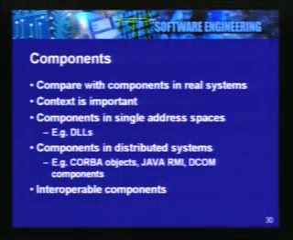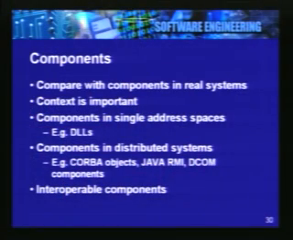So compare this term with components in real systems. What happens to components in real systems? For example, you have a circuit board, you have a circuit, and there are many components. You can remove a component, you can plug in another component which is of the same kind, then the circuit will work. So in a given context, a particular entity can be a component. So context is very important.